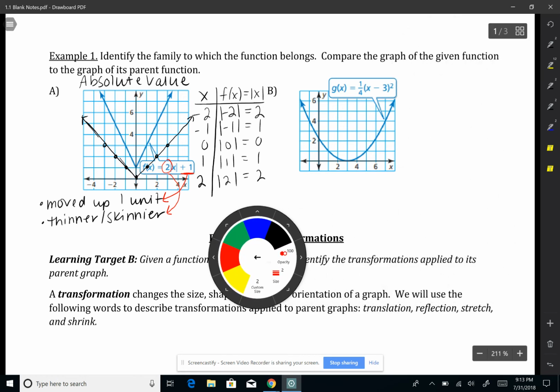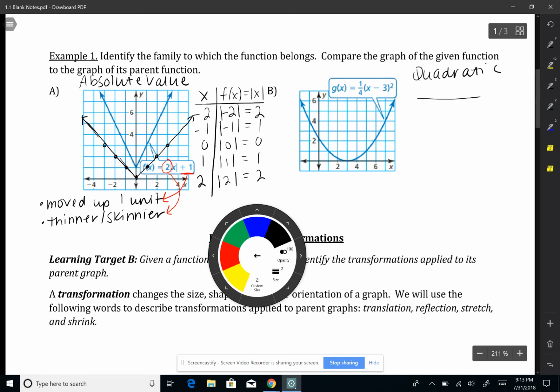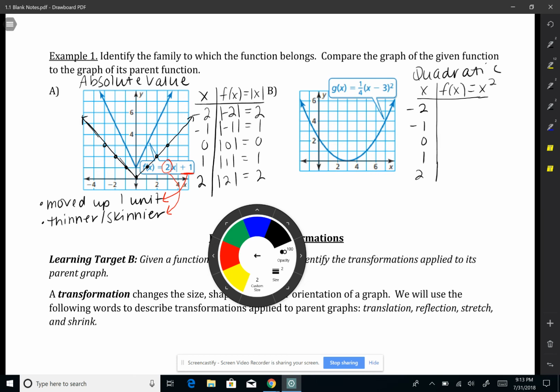I have a U-shaped graph, which is a parabola. We know a parabola is in the quadratic family. So just like I did the last one, I'm going to make a table and plot some of the points from our parent graph, which is f of x equals x squared. I'm just going to put in the same x values I did with my absolute value one in part A.